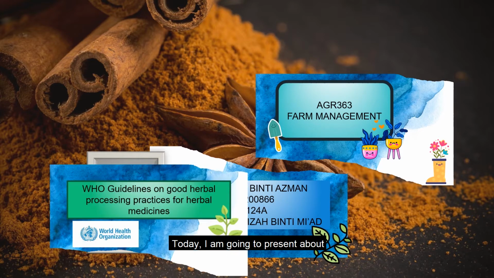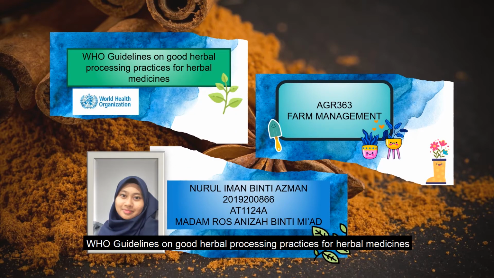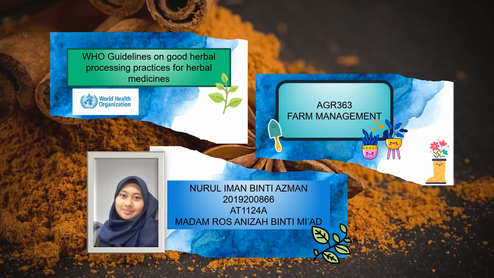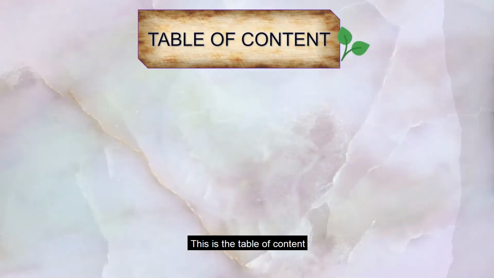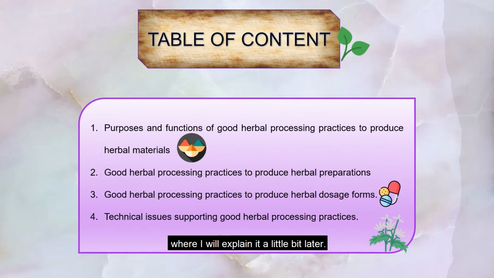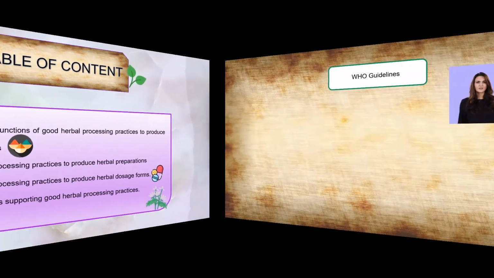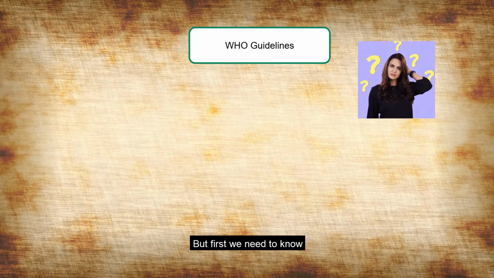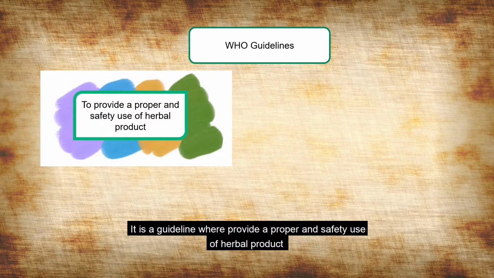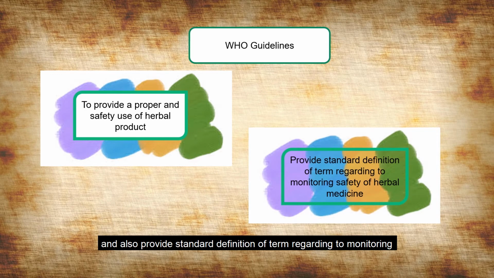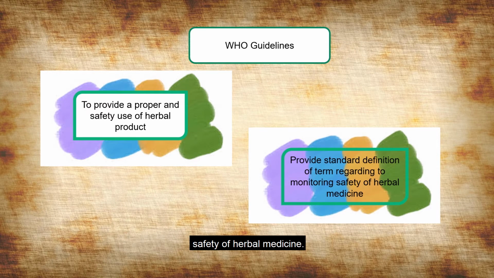Today I am going to present about WHO guidelines on good herbal processing practices for herbal medicine. This is the table of content, where I will explain it a little bit later. But first, we need to know what is the WHO guideline. It is a guideline that will provide proper and safe use of herbal products and also provide standard definitions of terms regarding monitoring the safety of herbal medicine.